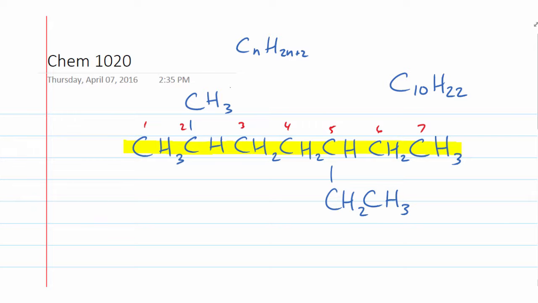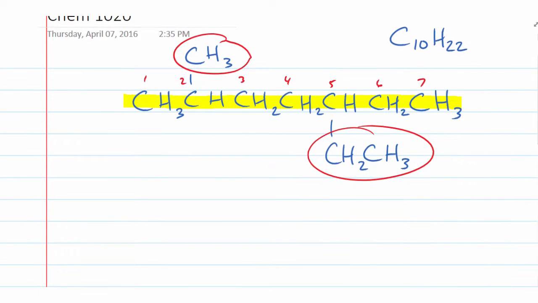How many branches do we have off the parent chain? 2. We have 2 branches. We have 1 here and 1 down below. So now if we want to assign a name to this, we'll start with the parent chain. Parent chain again has how many carbon atoms? 7. And a 7 carbon alkane is called heptane. If you don't know your prefixes yet, you better get back to reviewing those. It's heptane.